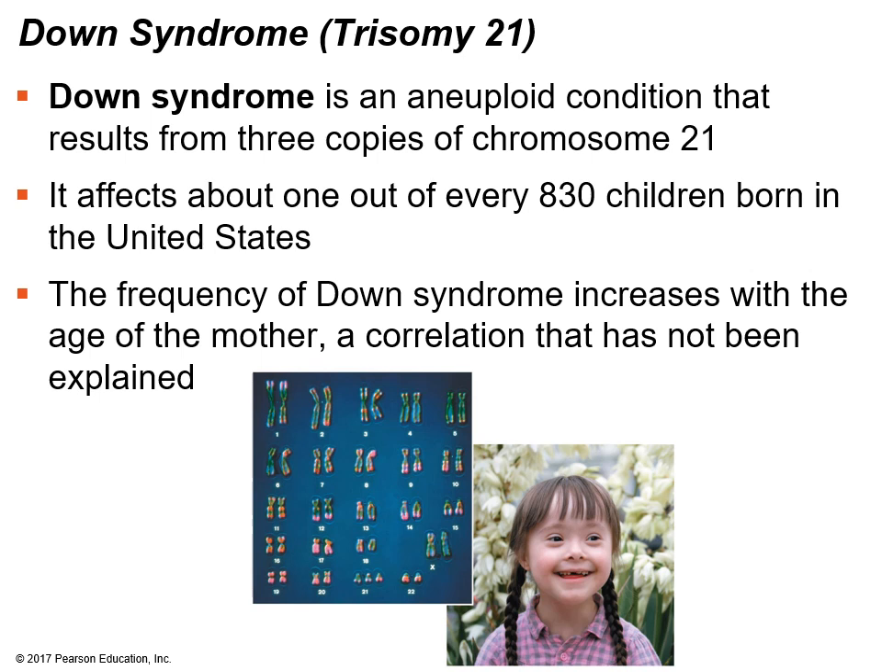Down syndrome is an example of aneuploidy, where an individual is going to have an extra copy of chromosome pair 21. It affects about 1 out of every 830 children born in the United States. The frequency of Down syndrome increases with the age of the mother, a correlation that has not been explained.